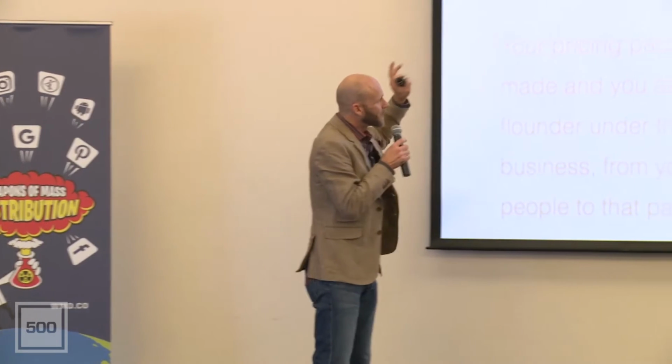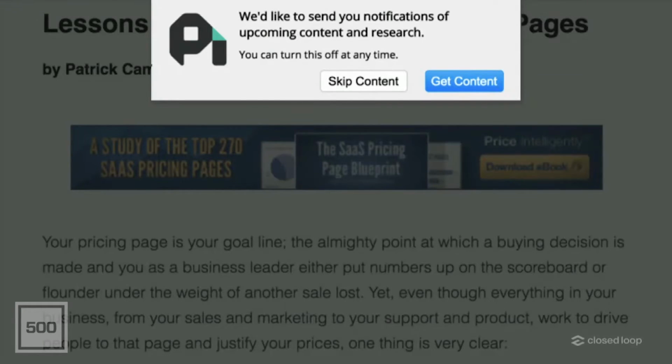I'm reading this article about SaaS pricing pages. I'm excited to be reading this article. And as I start to scroll down, I get this overlay pinned to the top of the browser, and it says, we'd like to send you notifications of upcoming content and research. Well, I'm already kind of thrown because notifications generally has a mobile connotation to it, but I'm on my desktop, clearly, so I don't quite get that. But it's the button labels that get me, right? Skip content and get content.